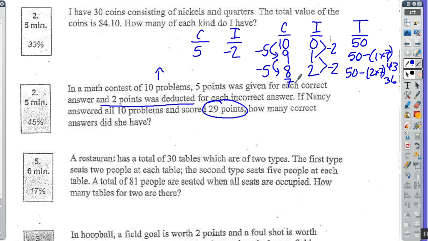So I'm trying to get to 29, which in this case, I know that if I do this one more time, 7 and 3, I'm going to do 50 minus 3 times 7. 3 times 7 is 21. 50 minus 21 is 29, which is the goal of what we're trying to get to. So we just solved it. So the correct answer is 7 correct answers and 3 incorrect answers.